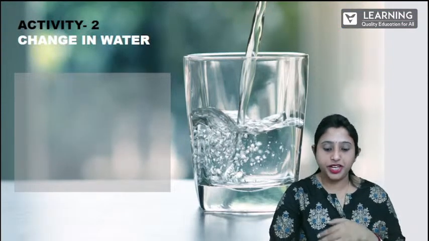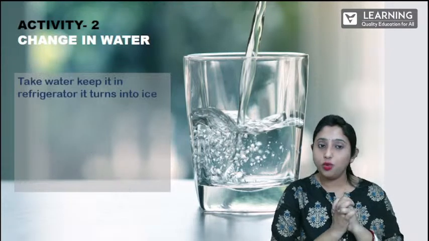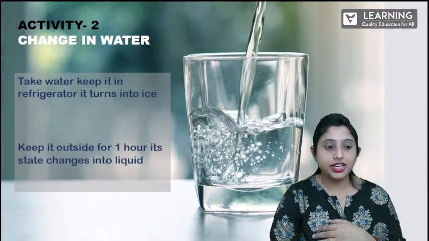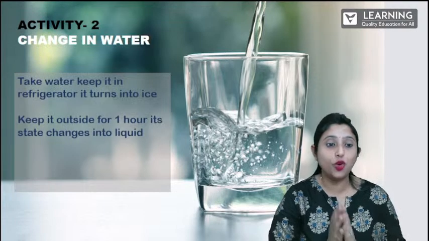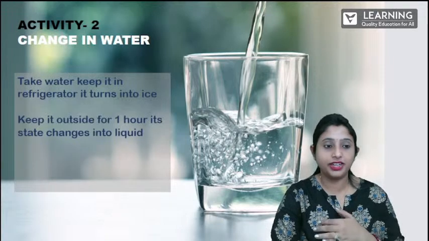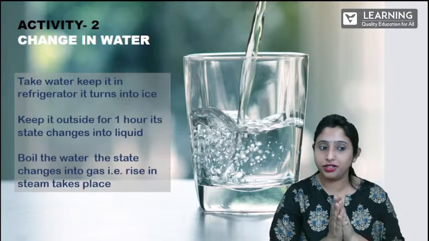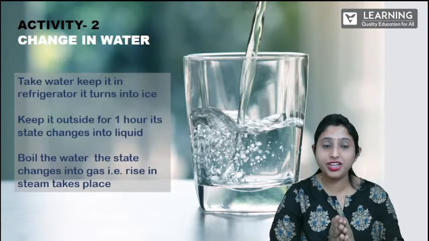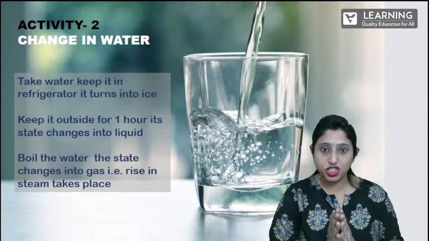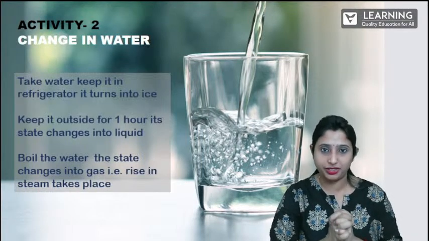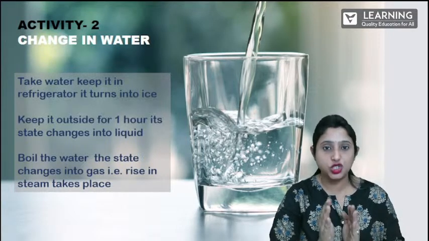Okay. Now let's see another activity. This I have already explained. So what you need to do? Take water, keep it in the refrigerator till it turns into ice. Next, keep it outside for 1 hour. Its state changes into liquid, right? That is melting taking place. Now boil the water. The state changes into gas. That is rising steam, right? So this is a physical change. The property of the water is the same, right? The water is the same here. There is no change in chemical properties, isn't it? Only the physical property is changing here.